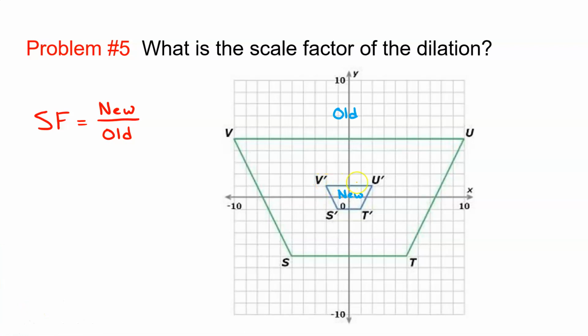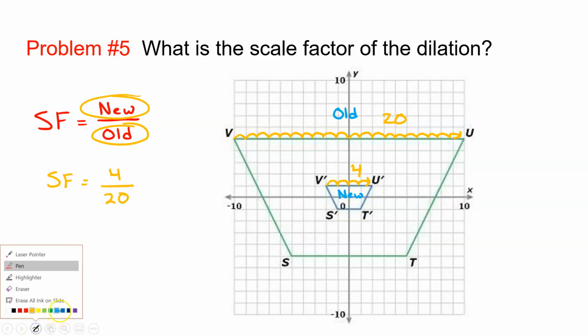For the new one, from V prime to U prime, that measured 1, 2, 3, 4 units. So for the new one, my scale factor should say 4 over, let me compare it to the same side on the old one, from V to U. This was 1, 2, 3, 4, 5, 6, 8, 9, 10, 11, 12, 13, 14, 15, 16, 17, 18, 19, 20. That's a distance of 20. So when you put that together, that's your scale factor, 4 over 20. But of course, we do want to do better and simplify.